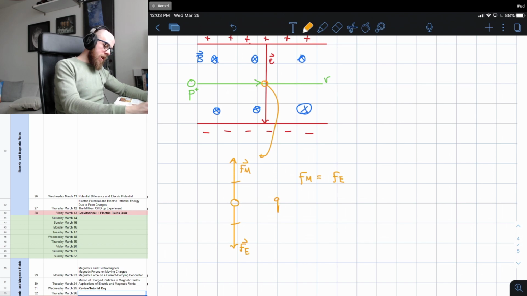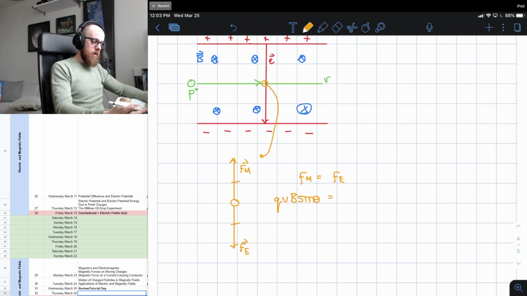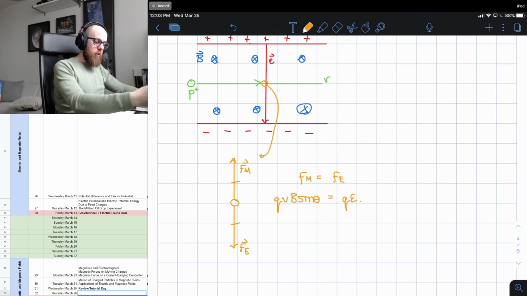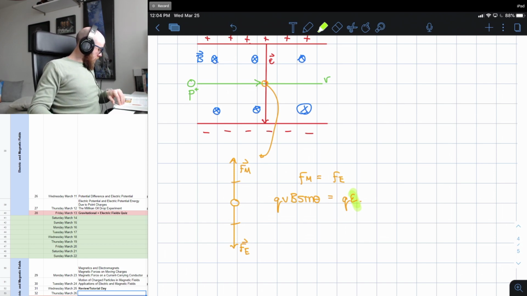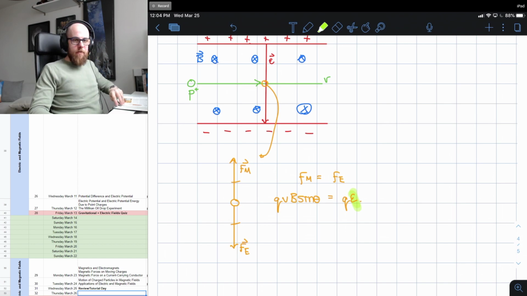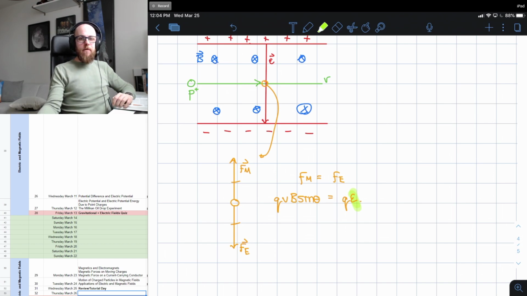We know that qvB sin theta is equal to the magnitude of the electric force, which is qE. We have information about everything in this question except for what the electric field is, so this will allow us to figure out what the electric field is. And that's about it for the setup of that question.